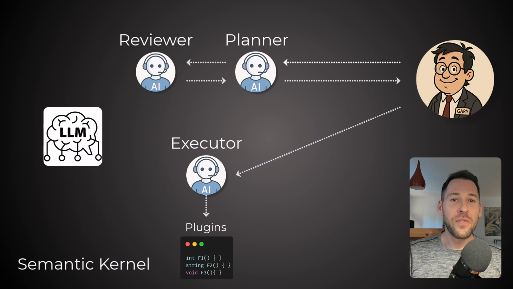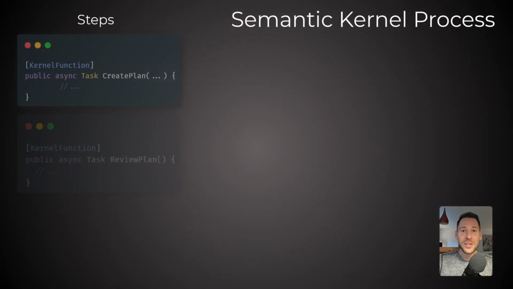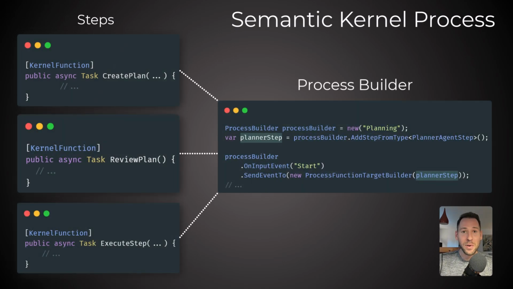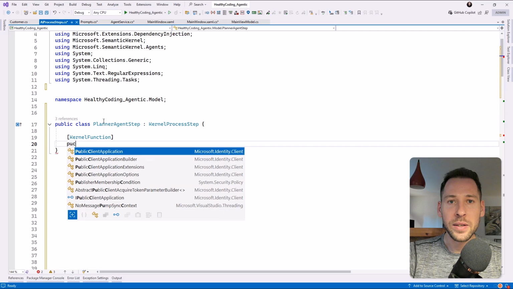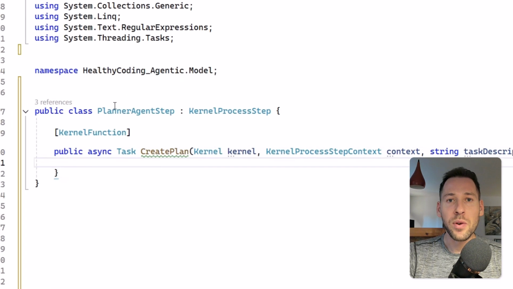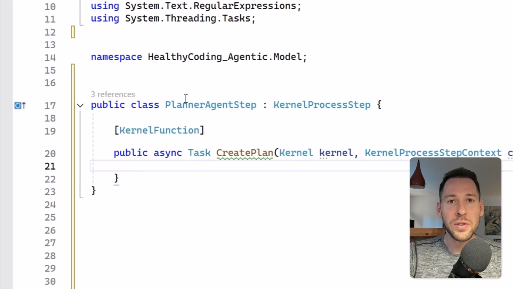Alright, our logic is now isolated into a service, but our agents still don't know how to talk to each other. The first thought might be easy, just pass the response from one agent to another manually. But here's the problem. If you decide to change the workflow later, you'll have to rewrite everything. That doesn't scale well. Luckily, Semantic Kernel gives us a better way. You can define each step of your process in a separate method and control how data moves between those steps. Let's break this down. First, we create a step for planning. To make it work, the class needs to inherit from kernel process step, and the method needs to be decorated with the kernel function attribute.